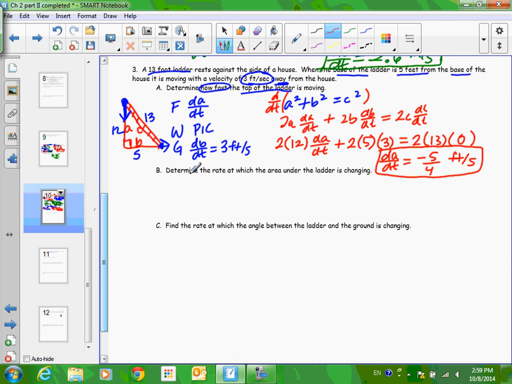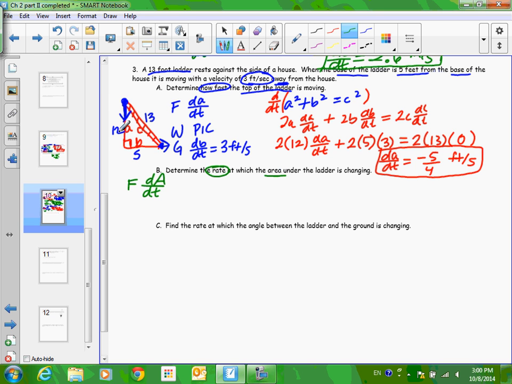Okay, so let's look at part B. Same situation, except here the find is different. It says determine, find, the rate. So I'm still doing a derivative of something with respect to t. Okay, of the area. Now don't freak out on me, guys. I'm going to use capital A for area. It's not the same as little a. They're different A's. If you want, choose a different letter instead of A for area.